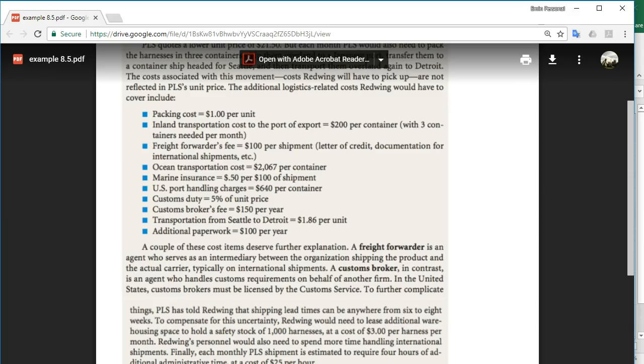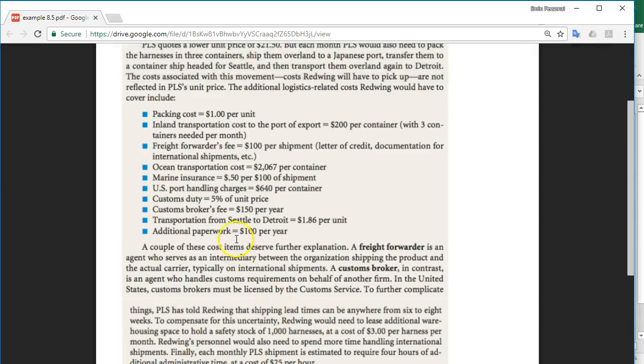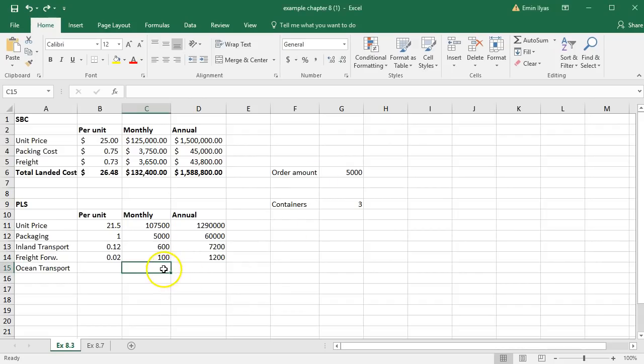Now we come back to our exercise. And it says we also have to pay ocean transportation cost to bring our goods from Japan to the US. And it will cost us $2,067 per container. Come to Excel. So monthly we will have 3 containers as we said before, and for each we will pay $2,067. Cost per unit will be this divided by this, and annual will be monthly times 12.